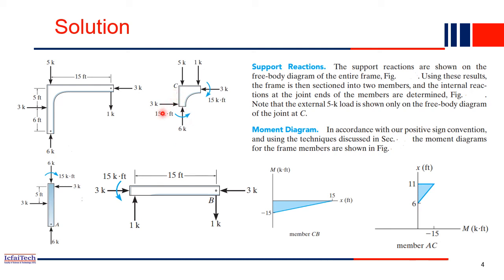Now let's do it for the horizontal forces. Horizontally you have the 3k here, left to right. Then here you also have the 3k, right to left, opposite. Now for the moment, you have 15k anti-clockwise, and here you have 15k clockwise, equal and opposite. So this free body diagram is also in equilibrium.